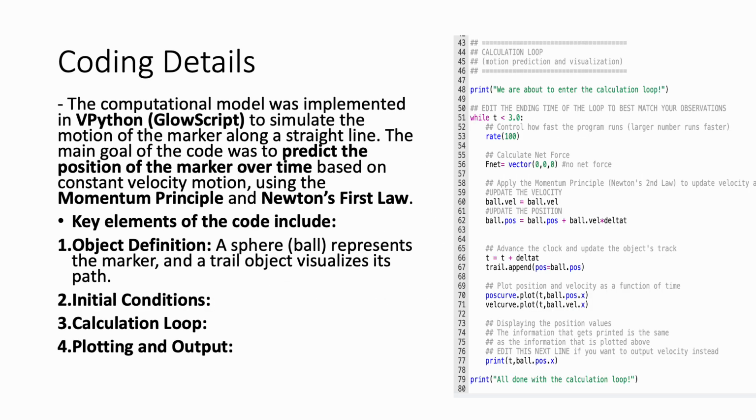Here are the coding details used. We implemented this in VPython GlowScript to simulate the motion of a marker along a straight line. The main goal of the code was to predict the position of the marker over time based on constant velocity motion using the momentum principle. Here are also the key elements of the code, which include the object definition, initial conditions, calculation loop, and plotting and output.